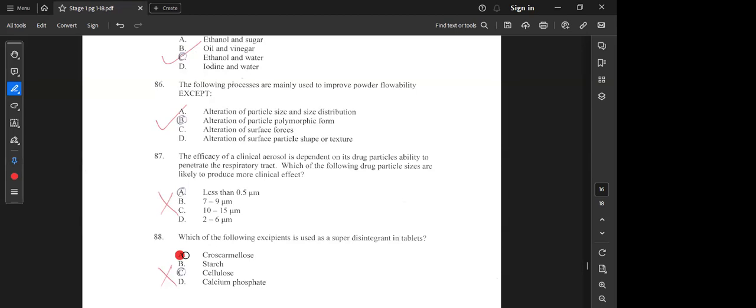Yeah, so the best optimal, depending on who you're targeting, is 2 to 5 for this question. If you're targeting the trachea, that will make sense for larger than 10.